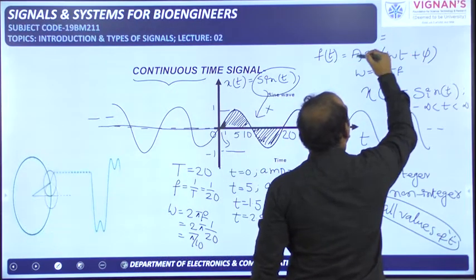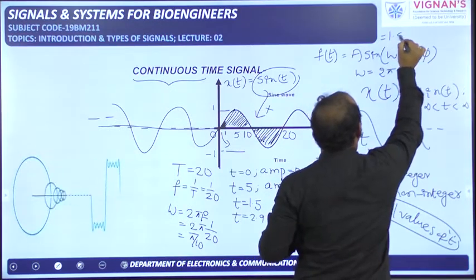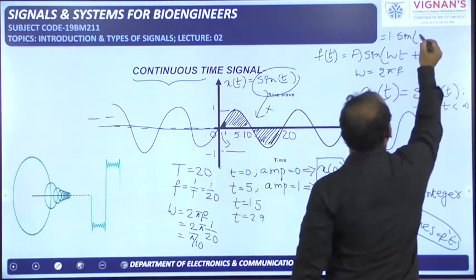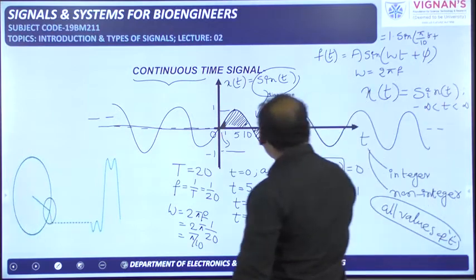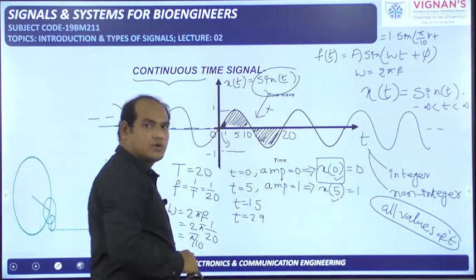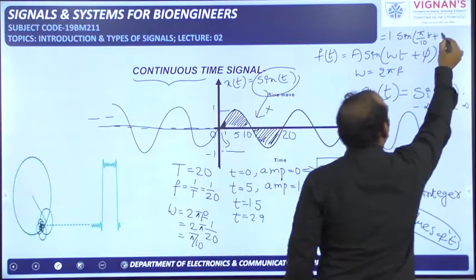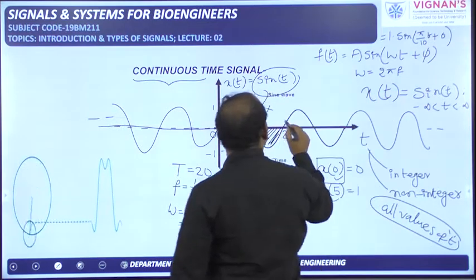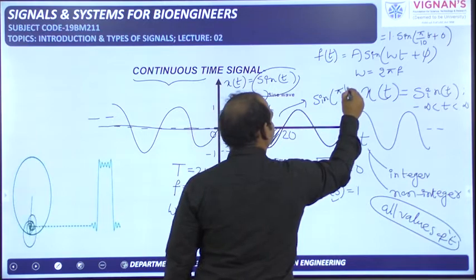So I am writing here the mathematical representation for this one. A is equal to 1, so 1 into sine of omega t plus phi. Omega is pi by 10, into t, plus phi. It starts at 0 only, the cycle is not shifted, so phi is 0. So simply we can tell sine of pi t by 10.